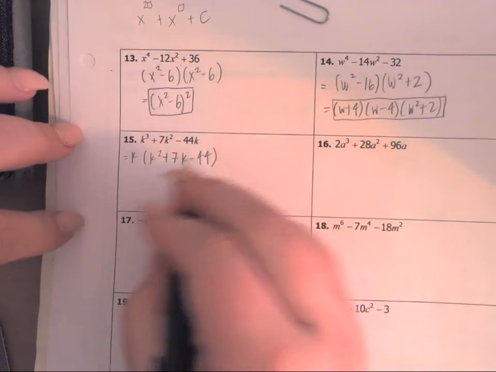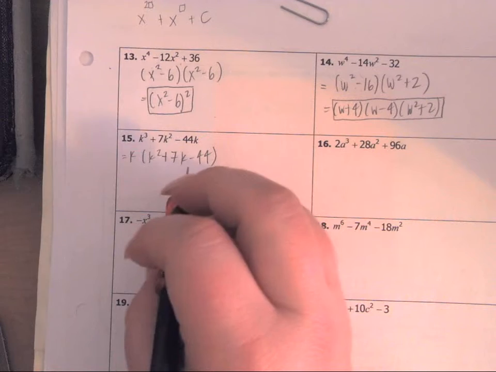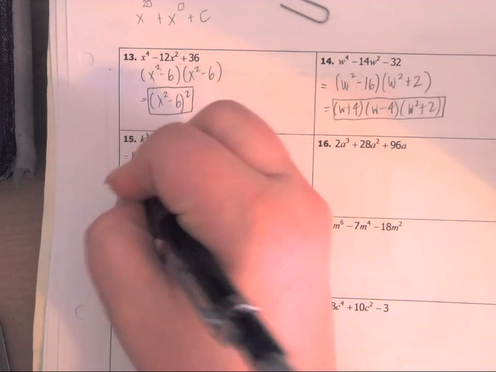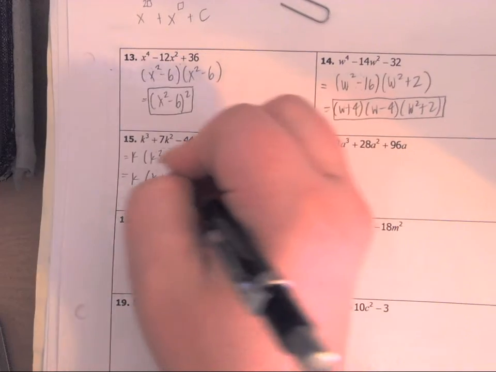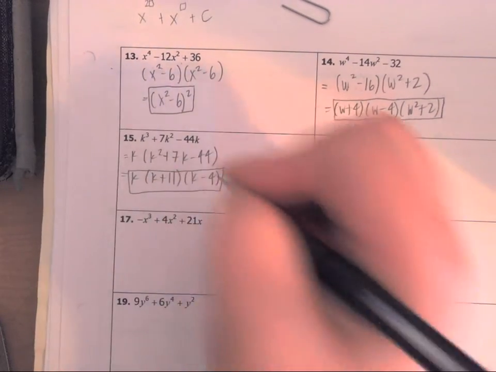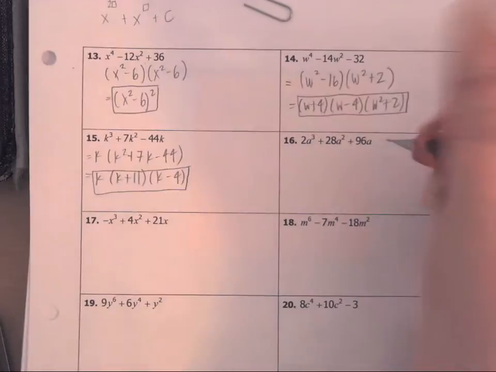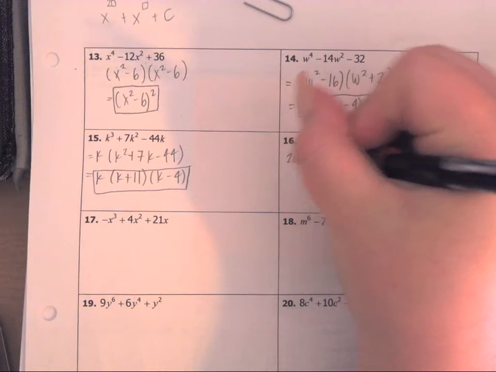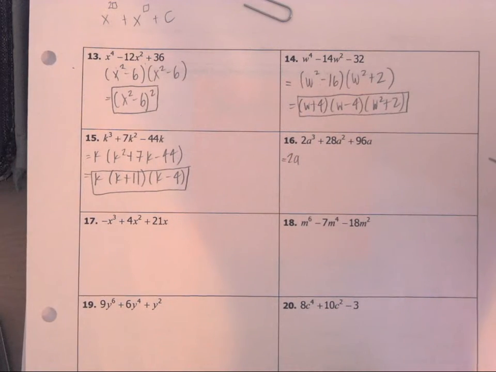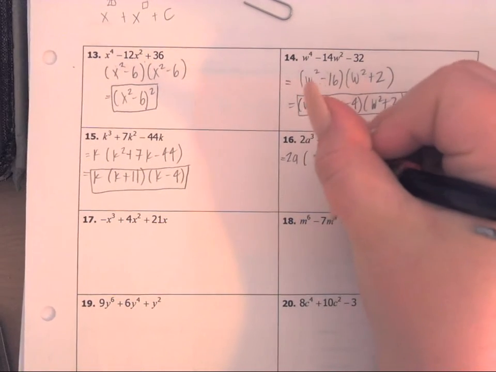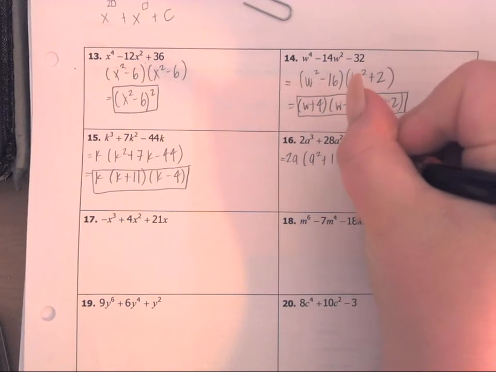And then now the rest remaining is just like a regular quadratic, so then it's k plus 11, k minus 4. Here you can take out a 2a, right? You always want to look for if there's anything you can take out of everything in the beginning. And then that's a squared, 14a.